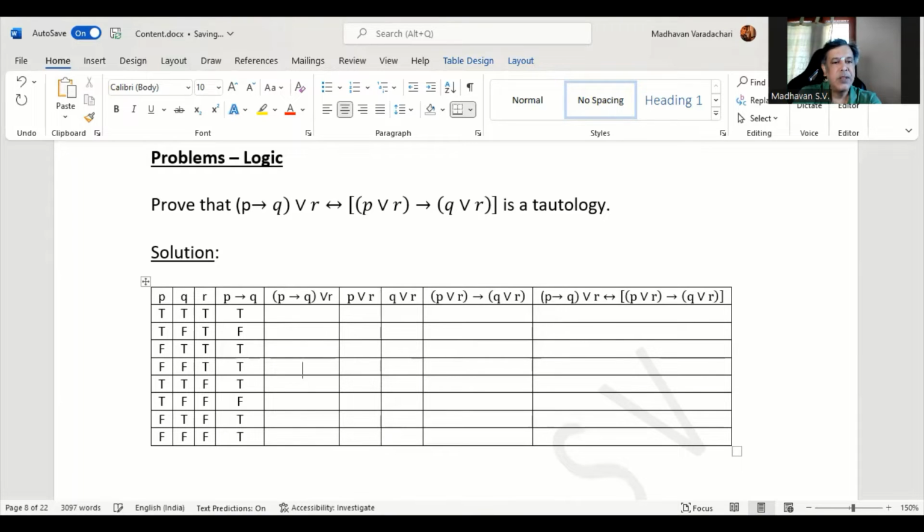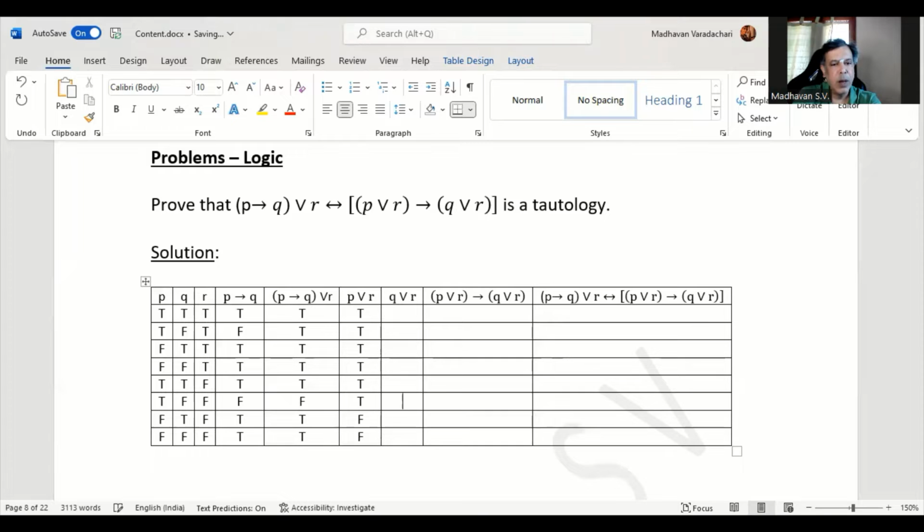Next one, P implies Q or R. So that means the third column or the fourth column elements we have to compare. So if any one is true, the result will be true. So this is true, true, true, true. This will be false, true, and true. Next, P or R. First column and third column is getting compared. So true, true, true, true, true, true. Last two, you are having false, so it will be false.